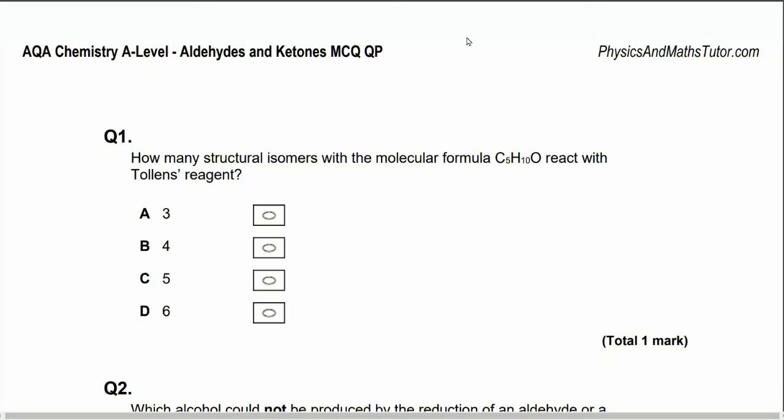We're looking at AQA Chemistry A-Level, Aldehydes and Ketones. That's the MCQ question paper. You find this on the awesome Physics and Maths Tutor website, which should be familiar to all biology, physics, maths and chemistry students. Question 1.